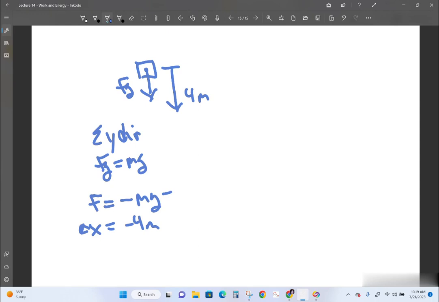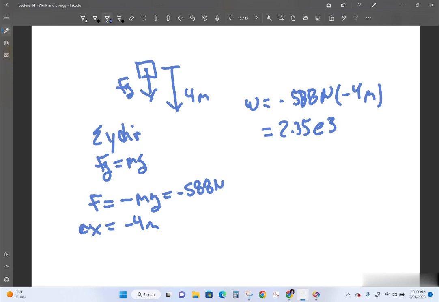So it's going to be negative 588 newtons times negative 4 meters, which is still going to be 2.35 e to the 3 joules. It's going to be positive, but she doesn't gain potential energy in this example. She's gaining kinetic energy. So the potential energy she had at the top of 4 meters is being converted into kinetic energy, assuming there's no loss due to friction.